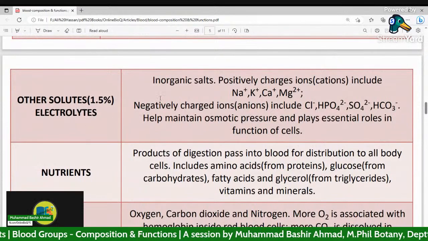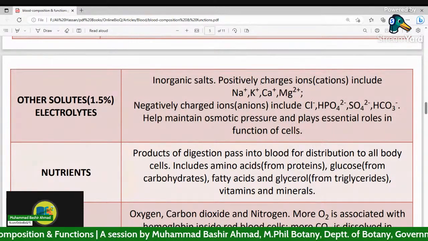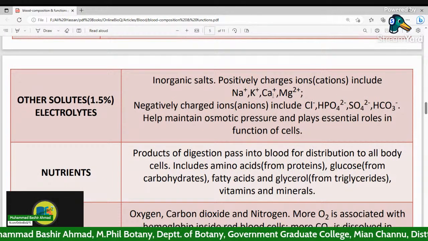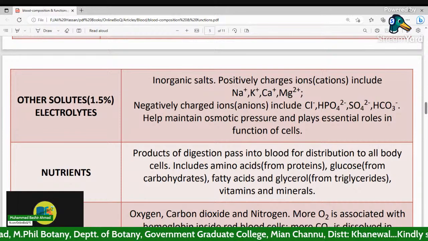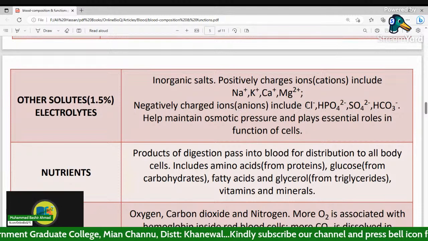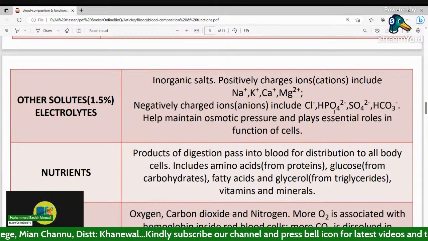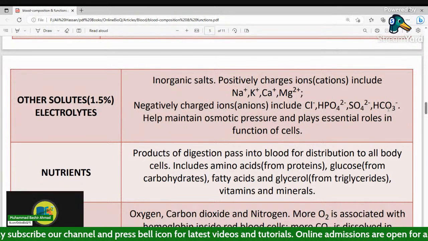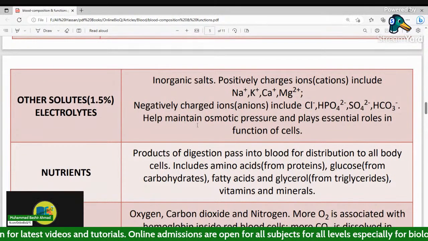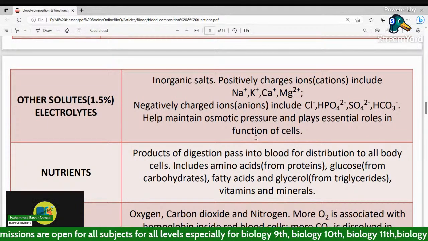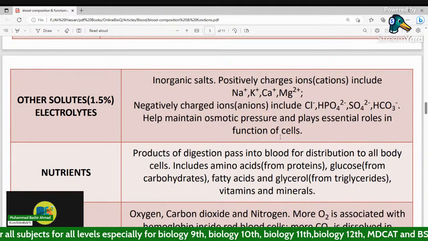So, what are electrolytes? Inorganic salts. Positively charged ions, cations, include sodium ions, potassium ions, calcium ions, and magnesium ions. Negatively charged ions, anions, include chloride ions, hydrogen phosphate ions, sulfate ions, and hydrogen carbonate or bicarbonate ions. These help maintain osmotic pressure, and they play essential roles in different functions of cells.